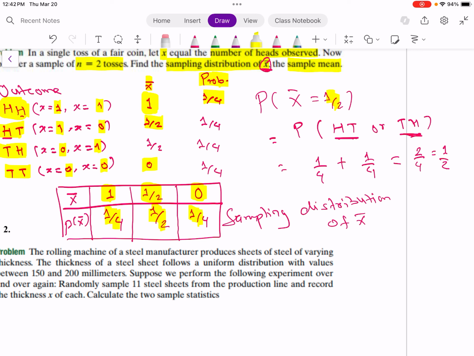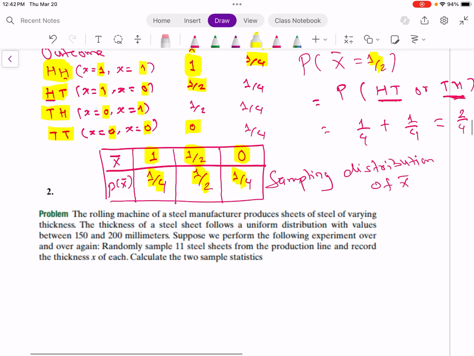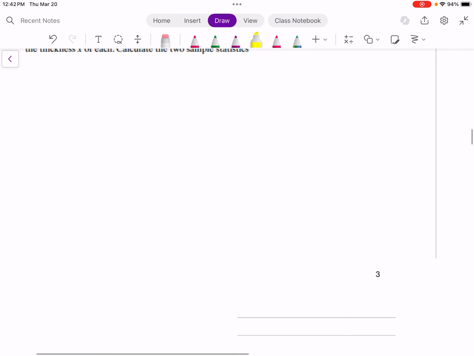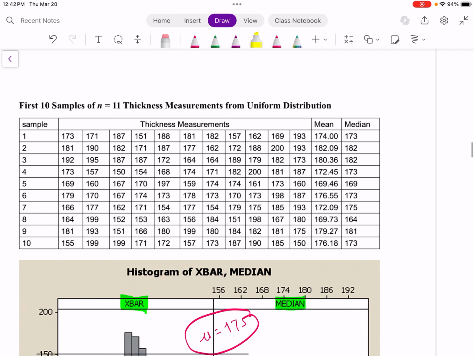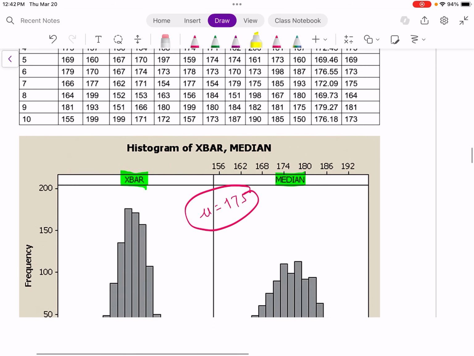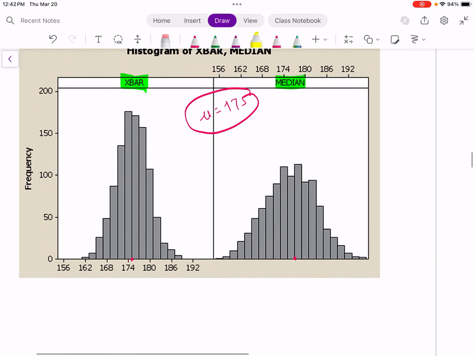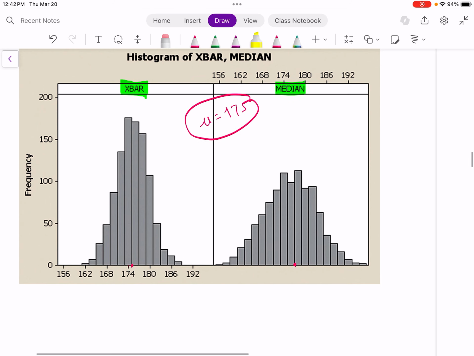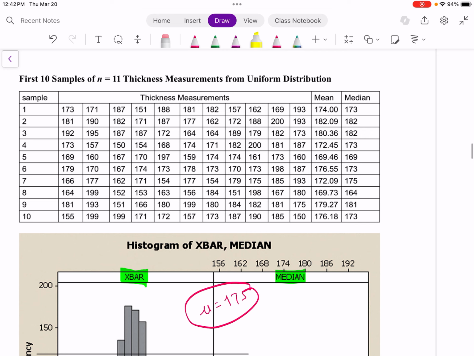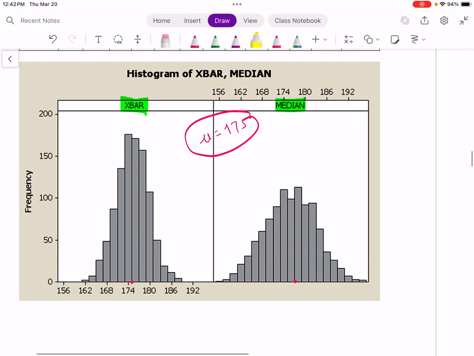Do you have any questions here? Now, for this example, we just compare which sampling distribution is the best estimator. We will not be finding the table here.